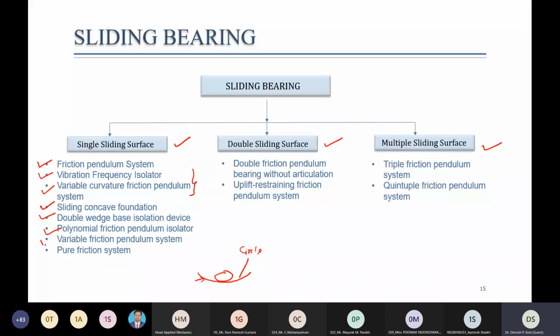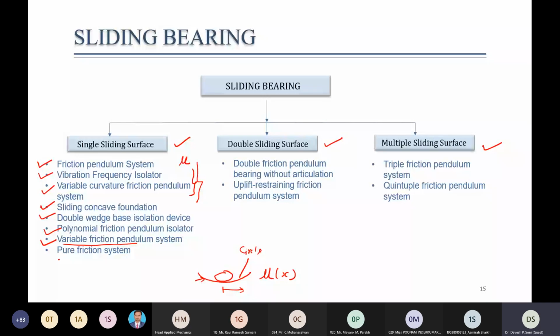Then variable friction pendulum system. So variable friction pendulum system is again the same as this friction pendulum system, but the thing is, in all friction pendulum systems, variable frequency, all above, the friction coefficient mu is constant. Whereas in variable friction pendulum system, the coefficient of friction mu varies along the displacement. So mu becomes a function of isolator displacement x. Okay, other things are the same.